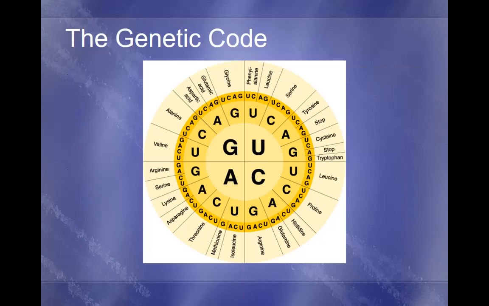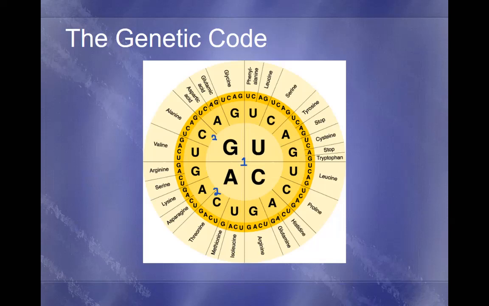Here it is again. If you haven't figured out how to read it, let's do a quick review. You always begin on the inside. So let's put a 1 here. On the inside, this is your first step. Once you've determined which of the 4 bases is your first base, you move out to the second part, which is this ring here. Whether you're going with G, A, C, or U, that's going to be your second round.